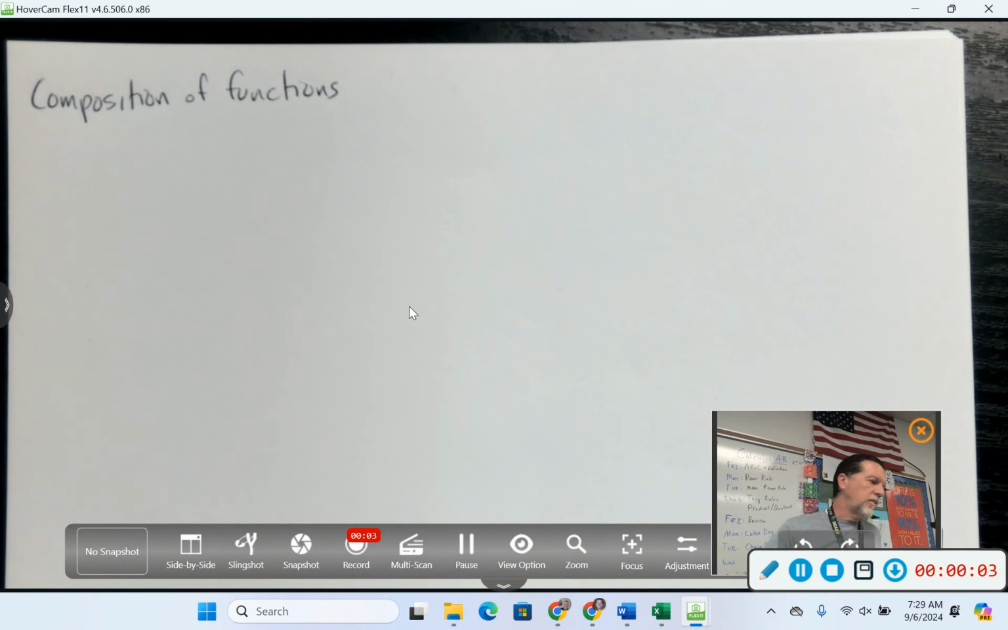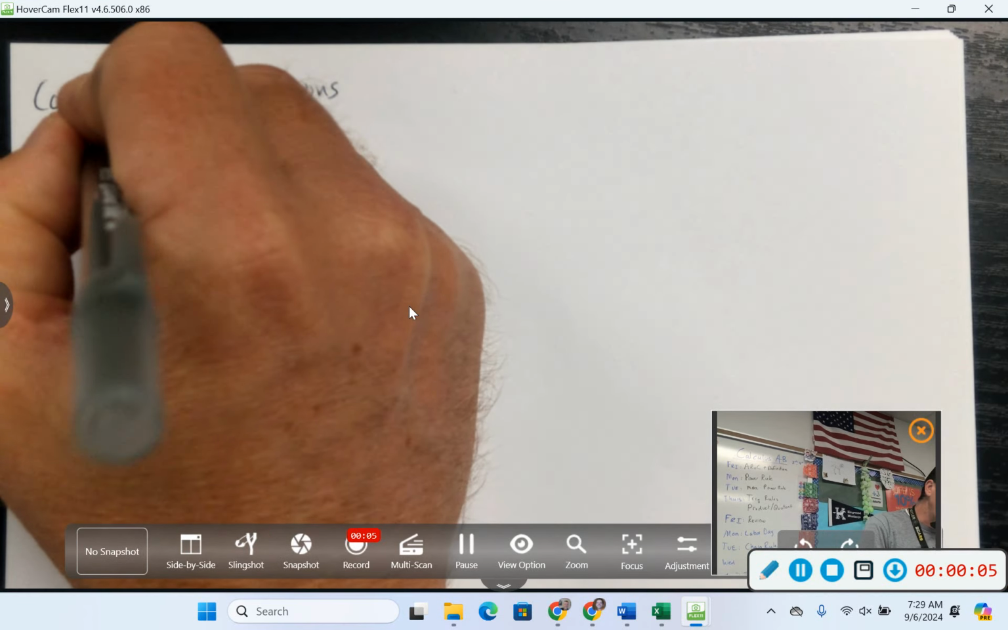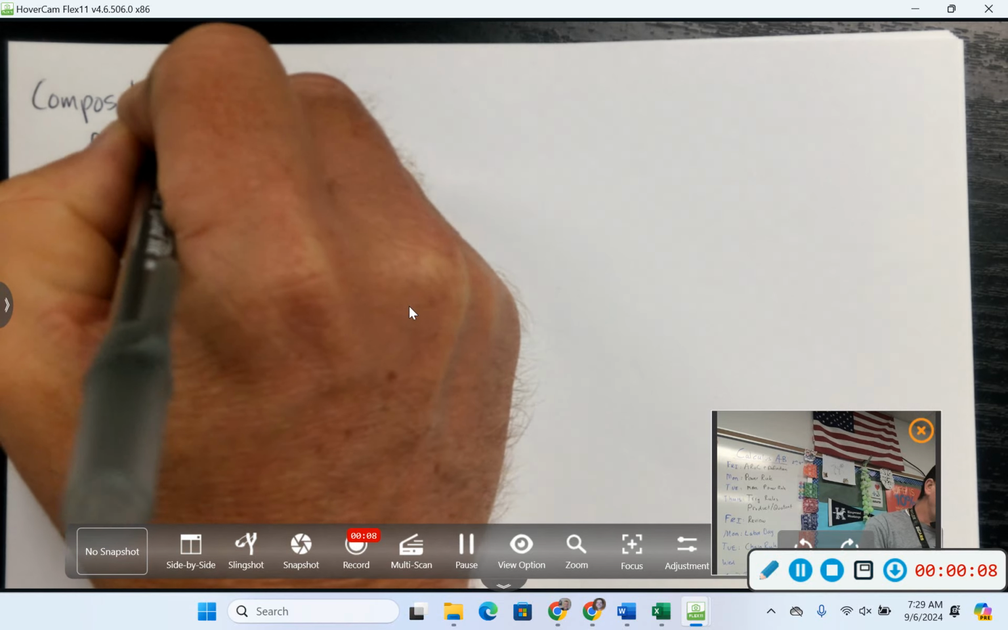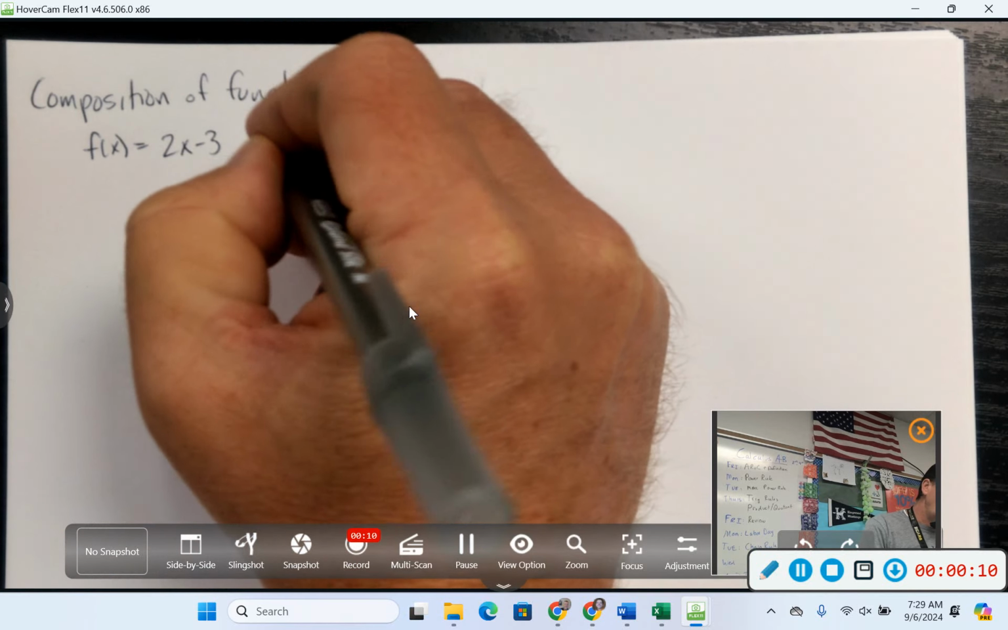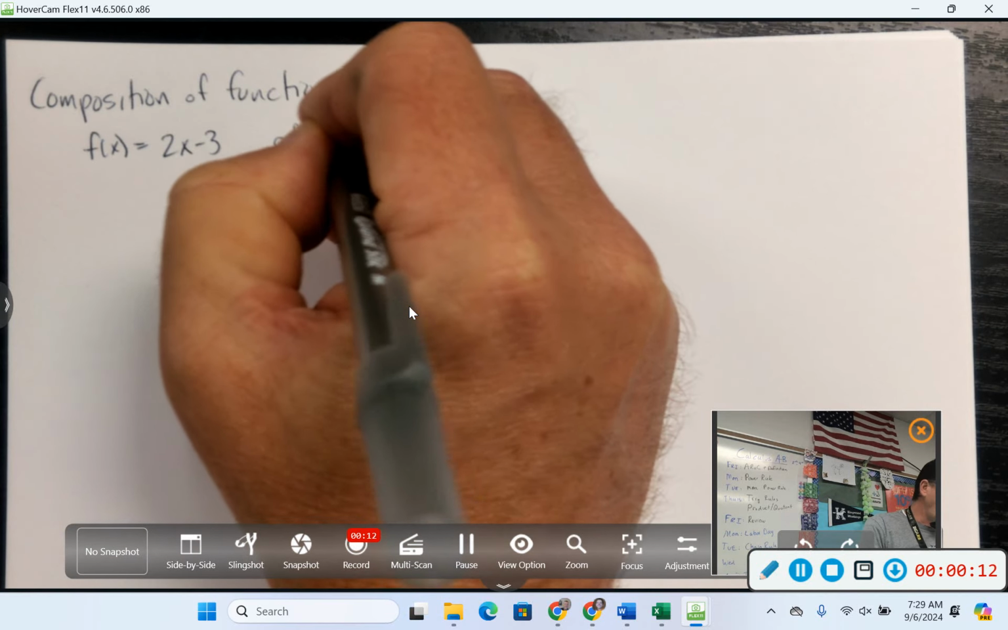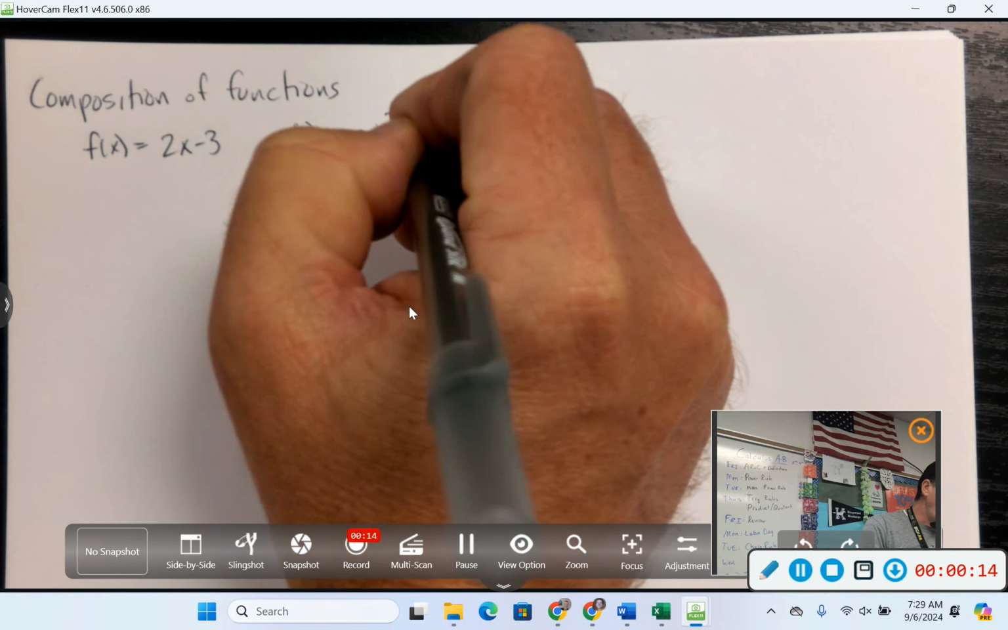All right, composition of functions. So let's start with two functions. f of x equals 2x minus 3. g of x equals negative x squared plus 7.